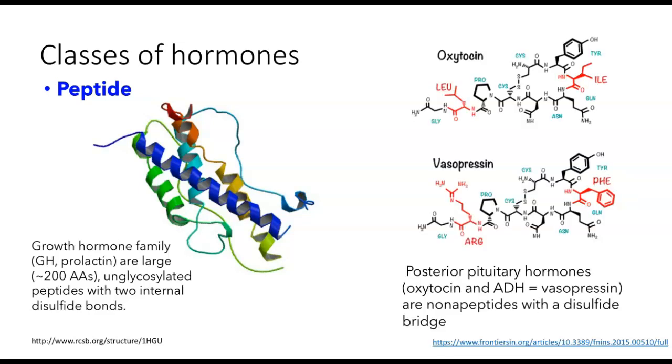And last but not least, there's the posterior pituitary hormone group, oxytocin, and antidiuretic hormone, ADH, which is also called vasopressin. These are nonapeptides, meaning that they're only 9 amino acids long, and they're very similar. They differ only in 2 amino acid sites.